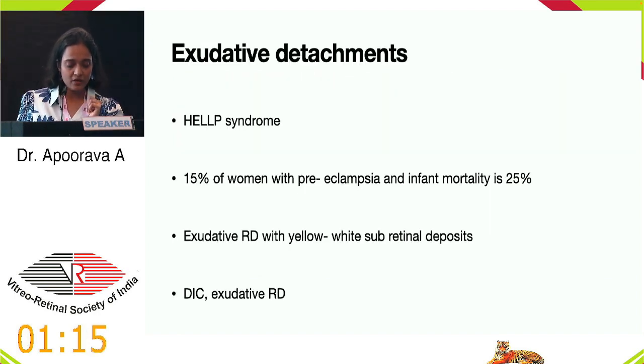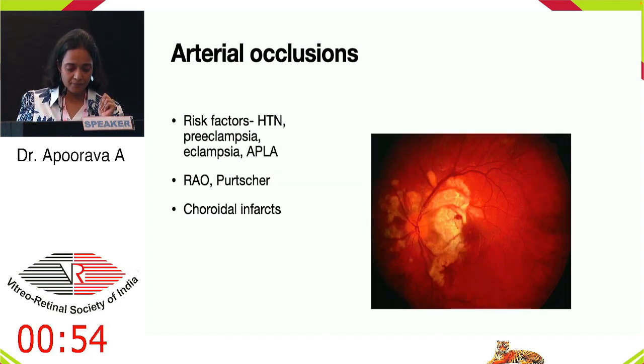These are especially more common in HELLP syndrome, and 15% of women with preeclampsia can have severe forms of hypertensive retinopathy, and exudative RDs in these cases are typically associated with a greater amount of yellowish white exudates. DIC can also have exudative RD. Arterial occlusions can occur. Again, the risk factors are hypertension, preeclampsia, eclampsia, and APLA syndrome.